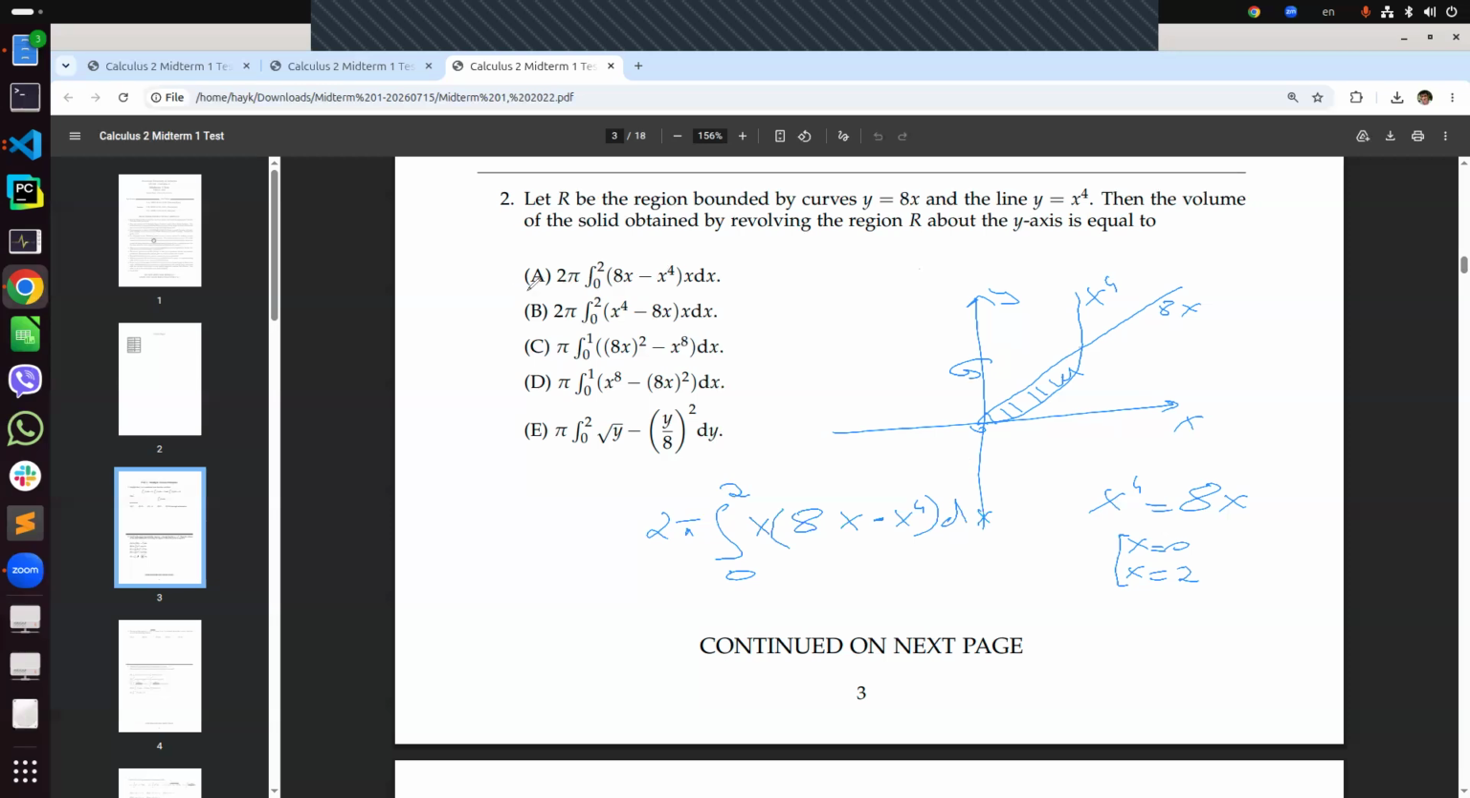So A is not correct. It's not the same as here. B is not the same. C is different, right? C, D, E. At first glance, we have something different. Let's not panic. That was just the first attempt. If it doesn't work, what can we do next? Let me erase this part and discuss the other approach.